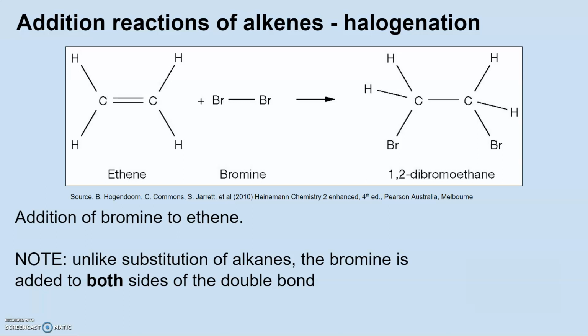So if I have ethane and bromine, it gives me bromoethane. If I have bromine and ethene, the bromine adds across the double bond. So that goes to there, and that goes to there, and we lose one of those. Unlike substitution, bromine is added to both sides. That's the key difference.